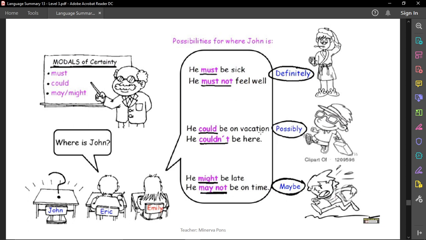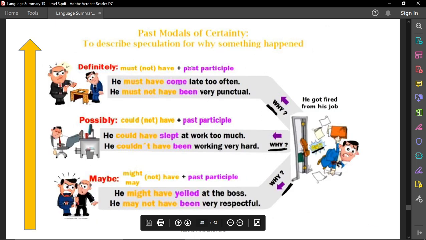For possibly, or possibility, it's could. He could be on vacation. He couldn't be here. And then maybe for a possibility, we use may or might. He might be late. He may not be on time. Okay? Very good.